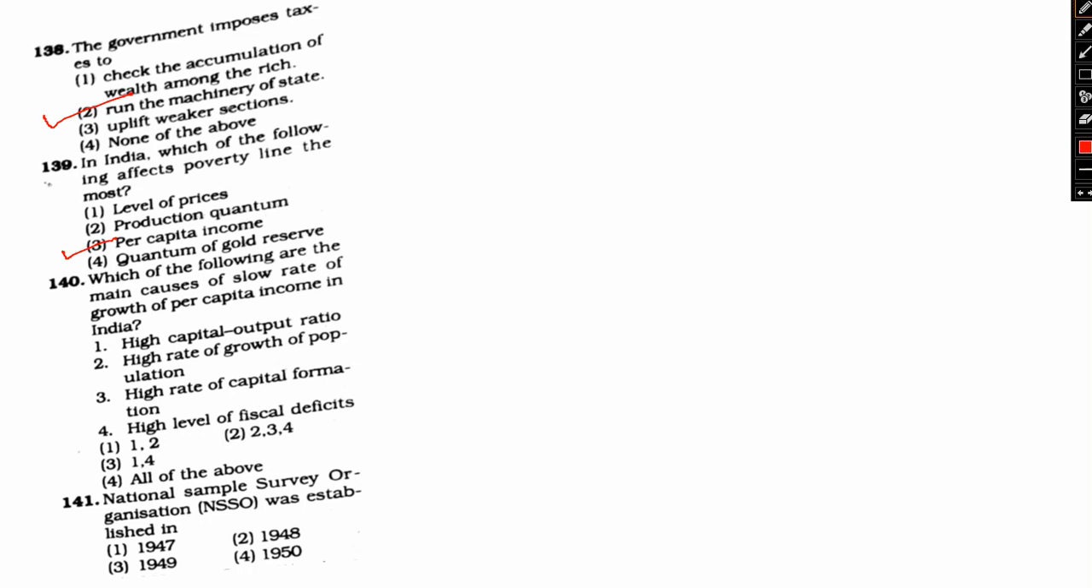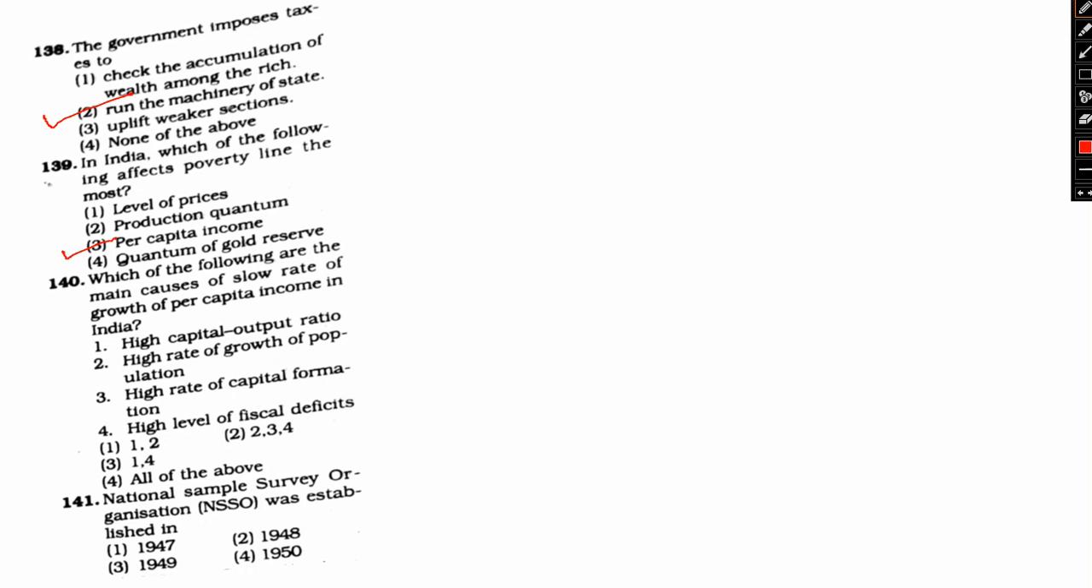Which of the following are the main causes for the slow rate of growth of per capita income in India? So what are the reasons for India's slow growth rate of per capita income? Four statements are given. Statement 1 says high capital output ratio, statement 2 a high rate of growth of population, statement 3 high rate of capital formation, and statement 4 high level of fiscal deficit. Now our options are: option 1, statements 1 and 2 are the reason; option 2, statements 2, 3 and 4 are the reason; option 3, statements 1 and 4 are the reason; and option 4, all of the above.